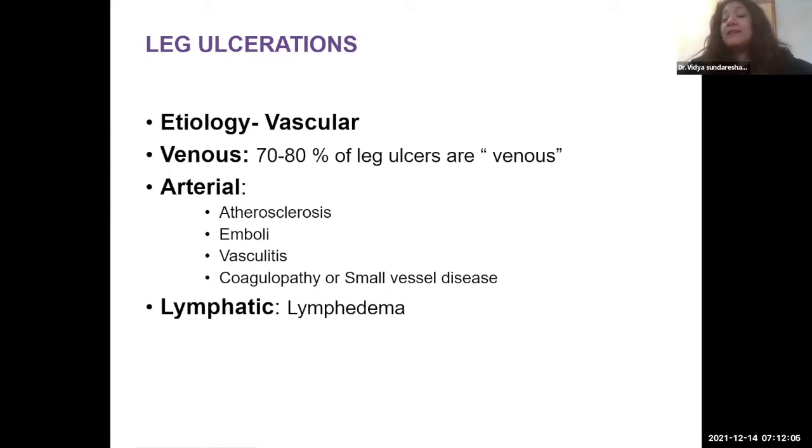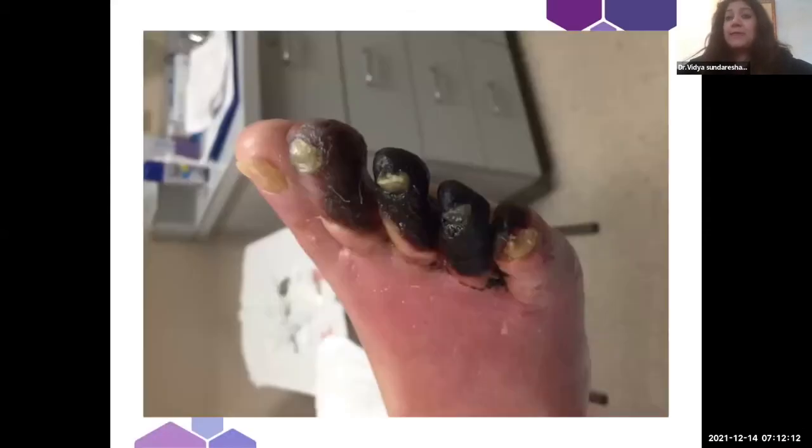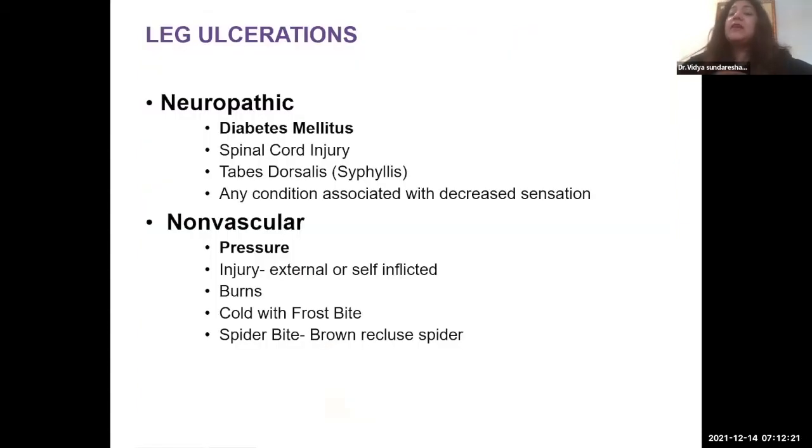Lymphatics, if there is any associated problem with lymphatics, you see lymphedema. So the whole limb is swollen. And I'll show you pictures of that as well later. So this is an example of an arterial wound. So more distally, more in the tips of the toes. Neuropathic ulcers or neuropathic wounds, with diabetes, you see that, spinal cord injury, tabes dorsalis, syphilis, and any condition which is associated with a decreased sensation, you see neuropathic wounds.